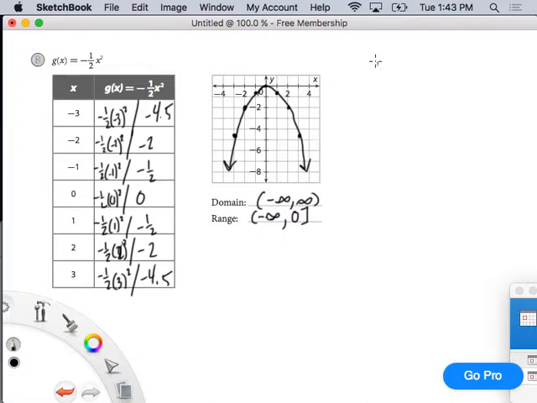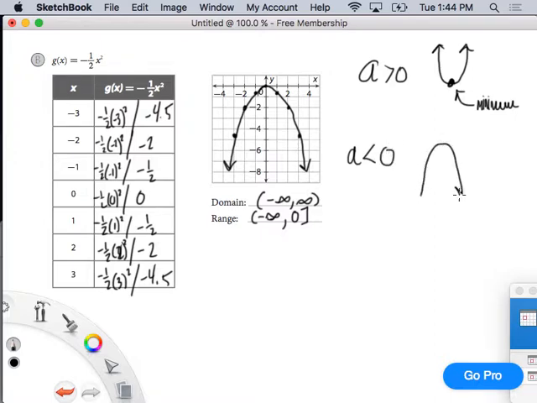Now look, if A is positive, A is greater than 0, the parabola points upward, right? And the vertex is technically a what? It begins with M. A minimum. If A is less than 0, the parabola points where, class? Down, and the vertex is a maximum.